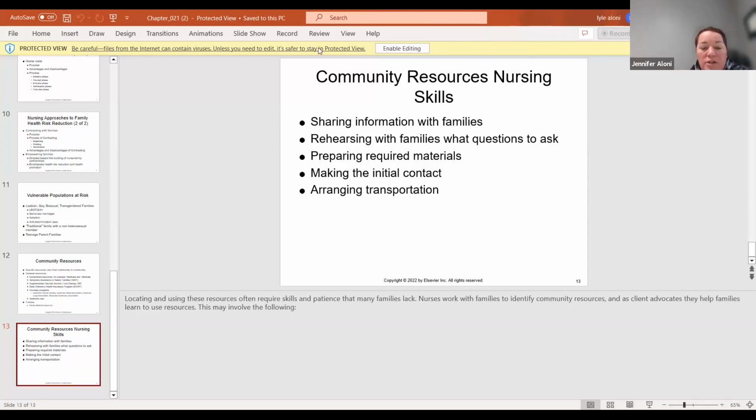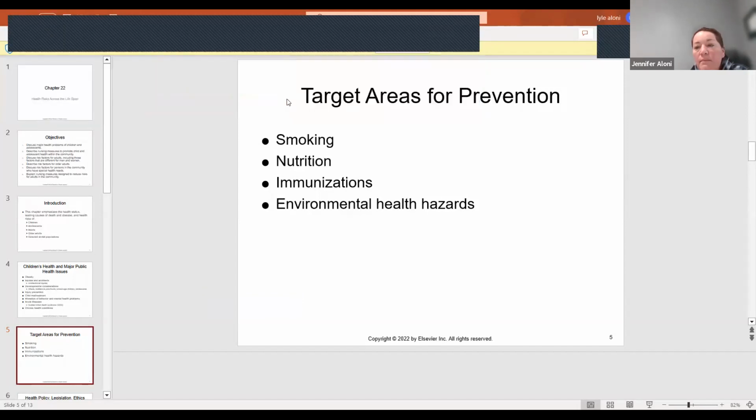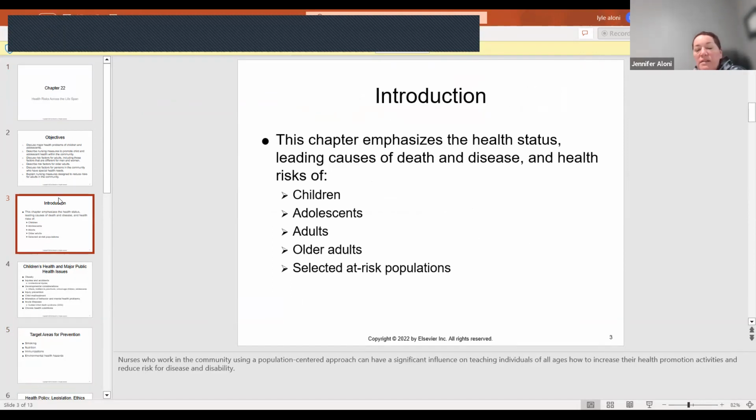So that takes us to our next chapter, which I'm going to share with you now, and that will be chapter 22, which is going to take a look at our health risks as we go across the lifespan. So when we look at our introduction, we're going to look at children, adolescents, adults, older adults, and selected at-risk or vulnerable populations once again.